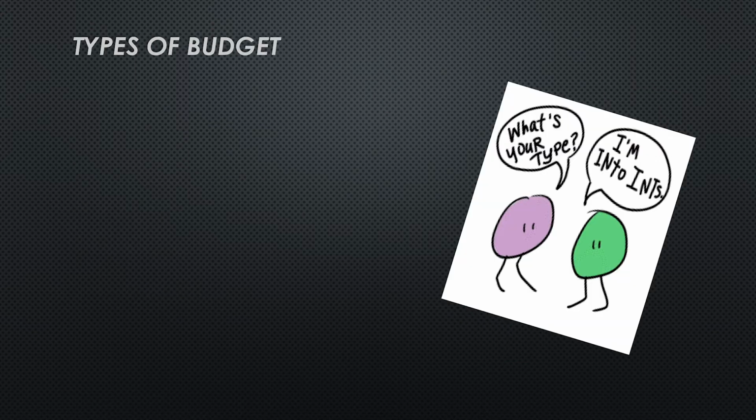Let's talk about the types of budget. The first is zero based and traditional budgeting. Zero based budgeting is a type of budget where we are starting from scratch, whereas traditional budgeting is a type of budget where we are taking into consideration the previous fund allotment.